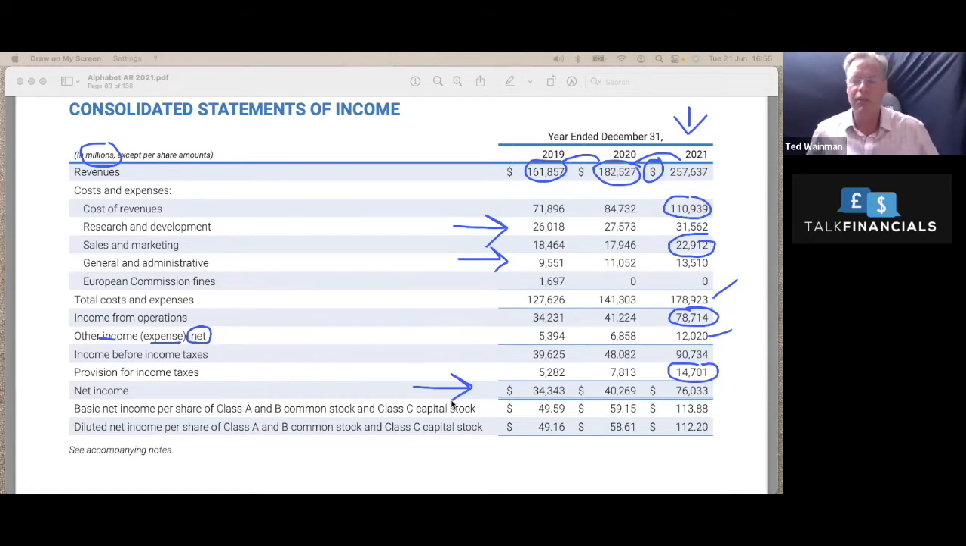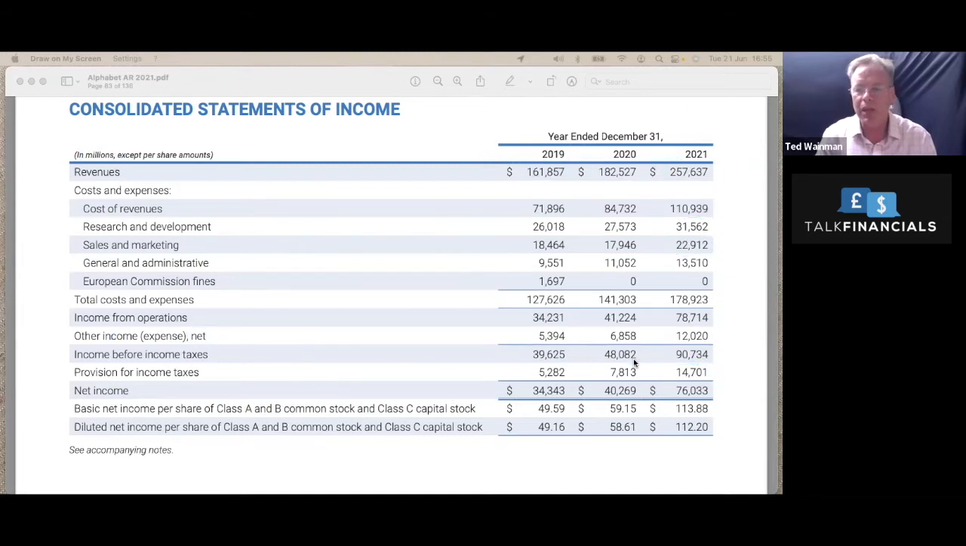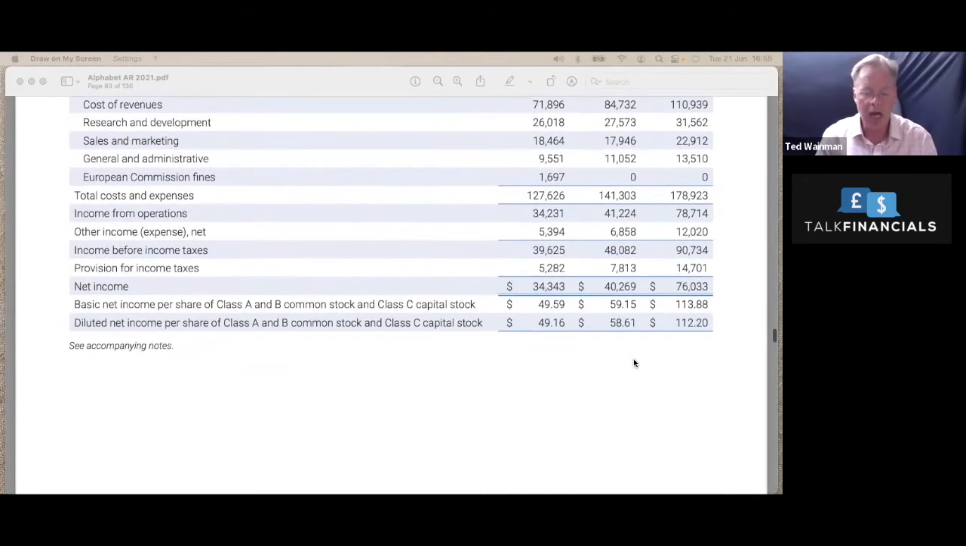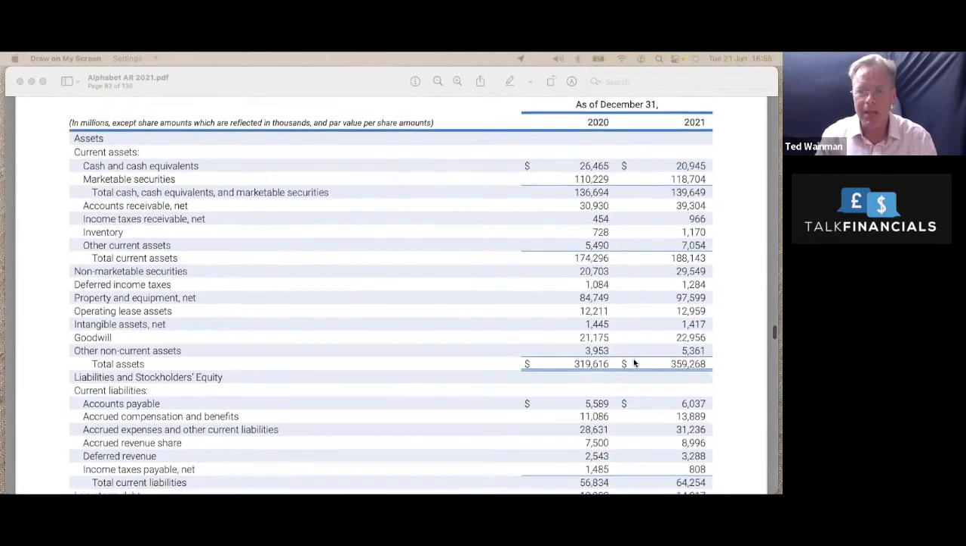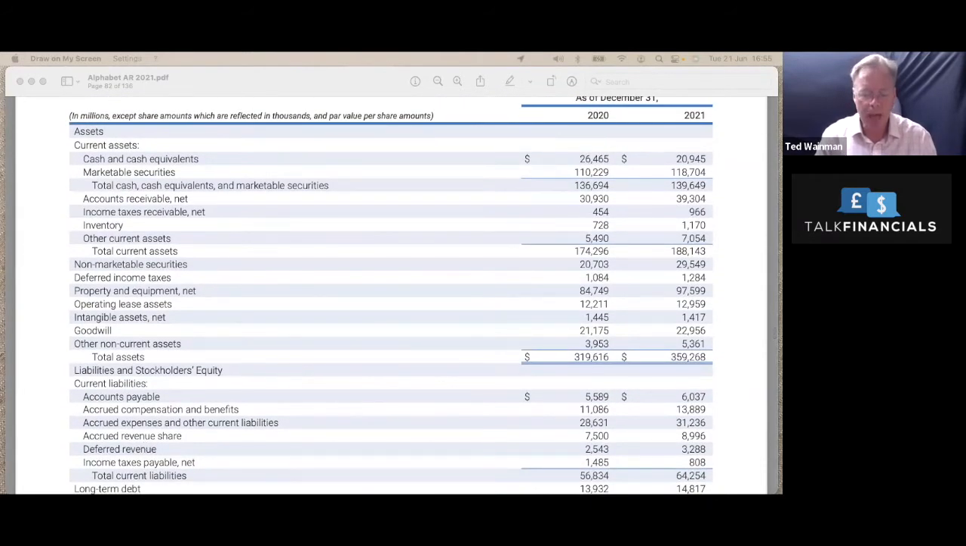And obviously that 30 cents can either be returned to the shareholders or it can be reinvested back into the business. So there we have the income statement, our summary, our conclusion. Very, very profitable company and growing rapidly, continuing to grow rapidly. Big company, still growing. Here's the balance sheet.